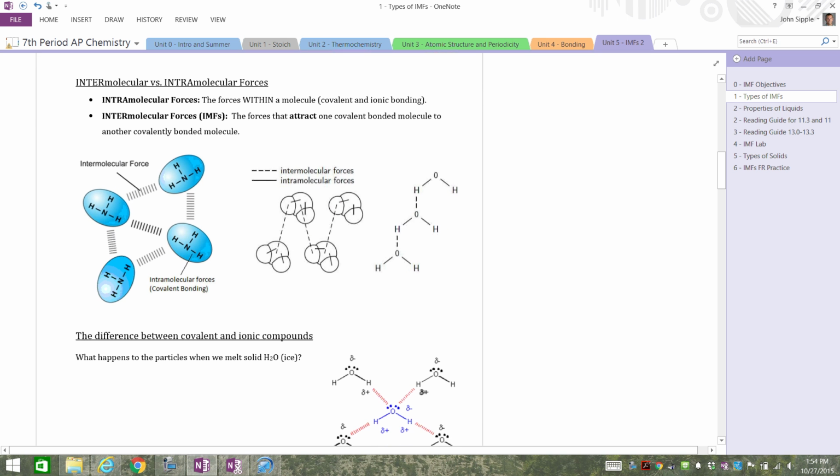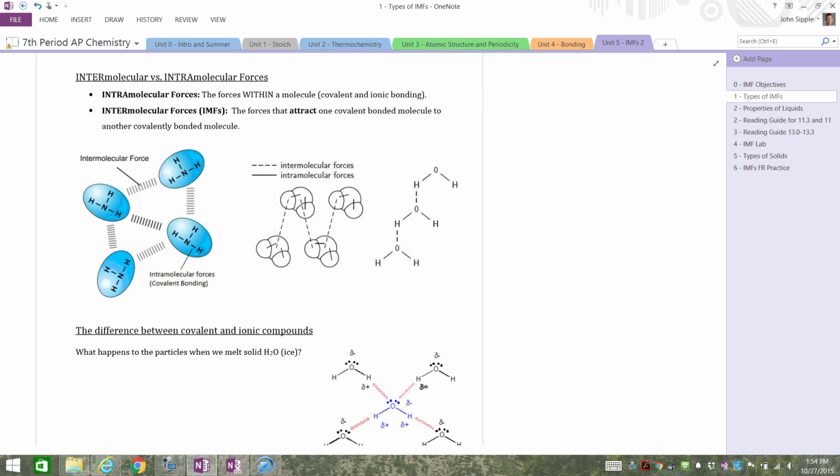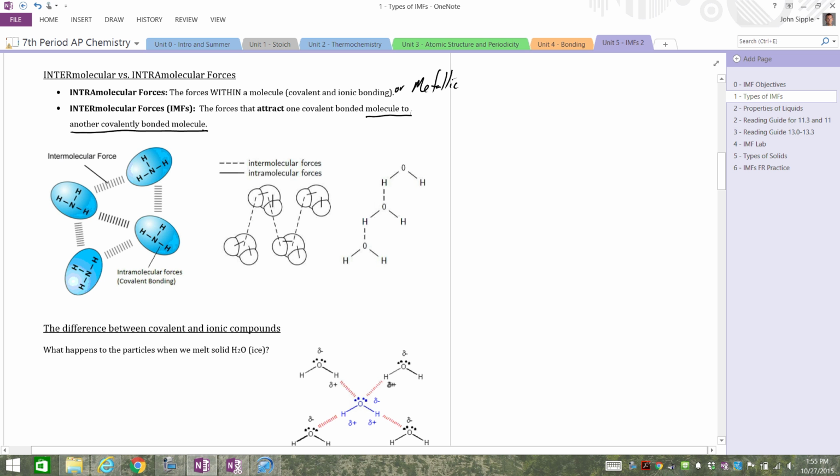So here we go: inter versus intramolecular forces. Intramolecular forces are within a molecule. So covalent bonding, ionic bonding, and I'll even throw in metallic bonding. Those are the three intramolecular forces. Intermolecular forces are ones that are between one molecule and another molecule.